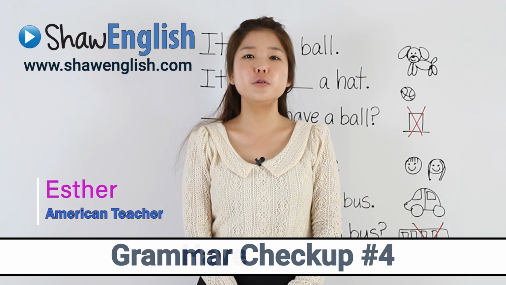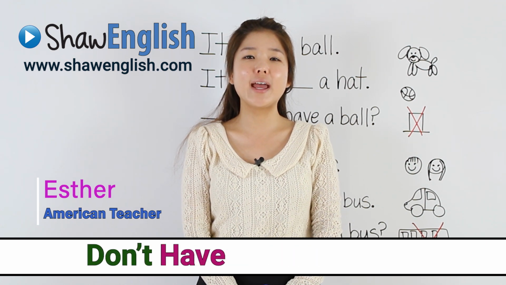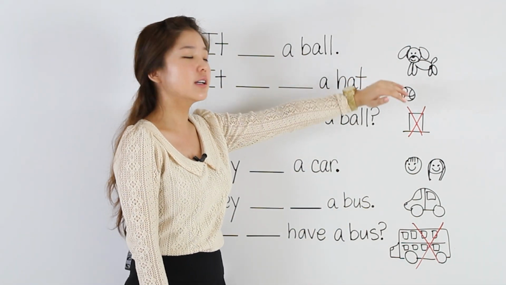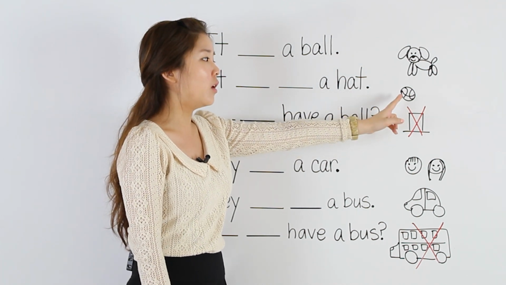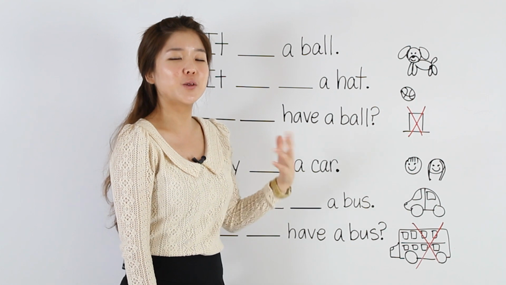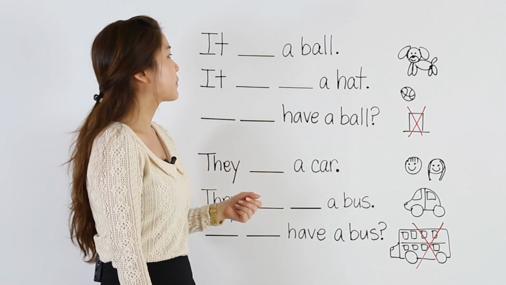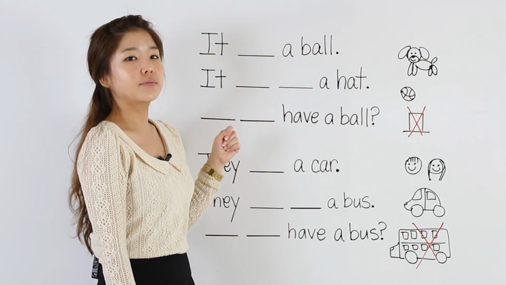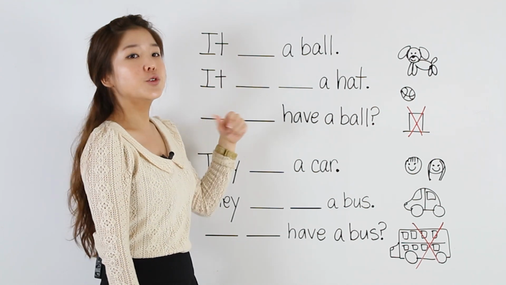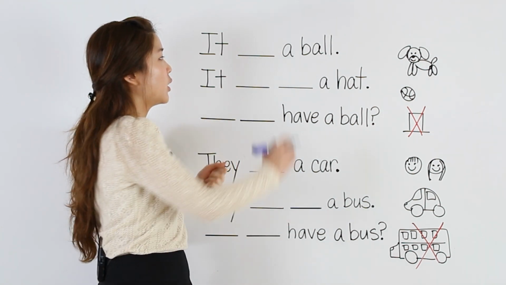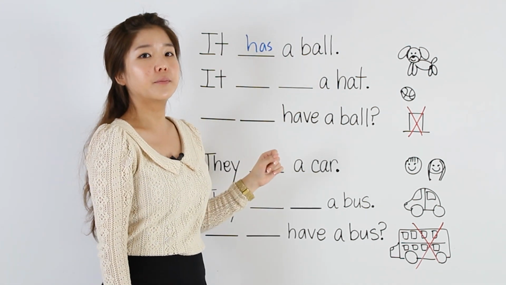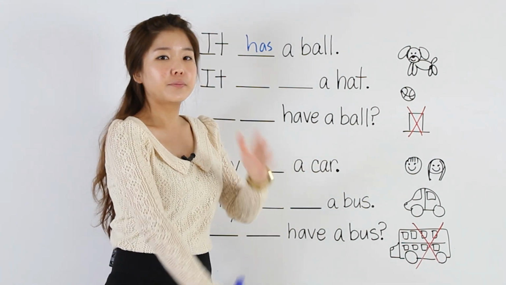This is a checkup video for have, has, don't have, doesn't have, and questions with have. Let's take a look at the board. Here we have a picture of a dog and a ball. And this ball belongs to this dog. So let's make a sentence about this picture. Okay, the dog is an animal, so we have to use it. Okay, with it, do we use have or has? We have to use has.